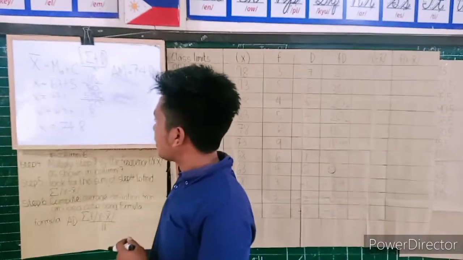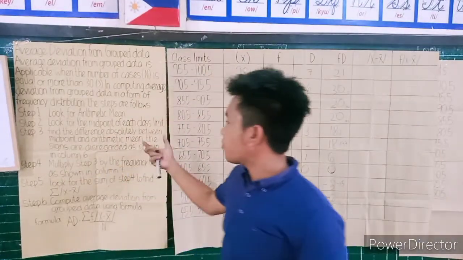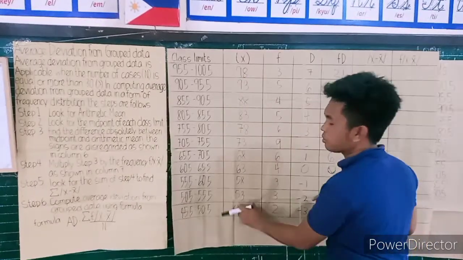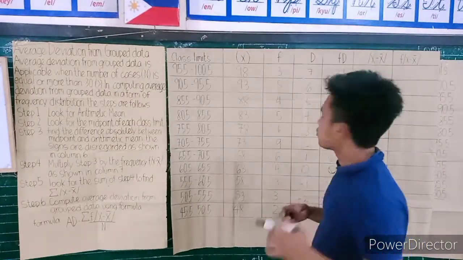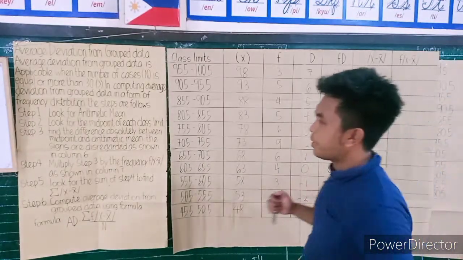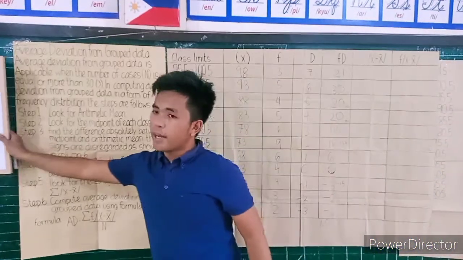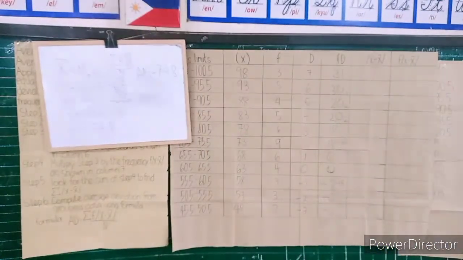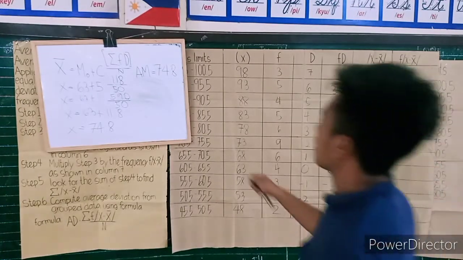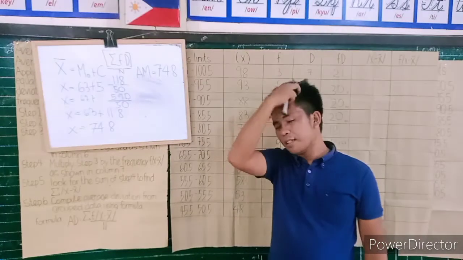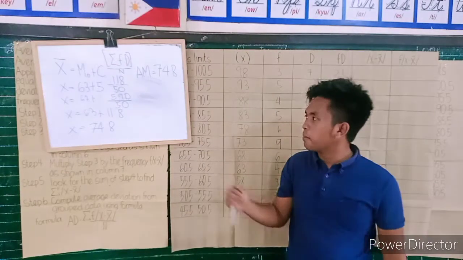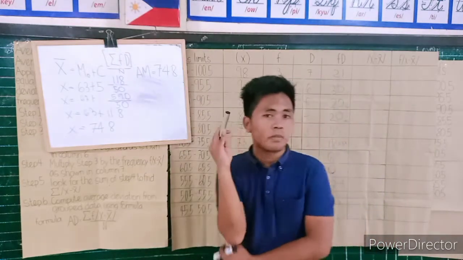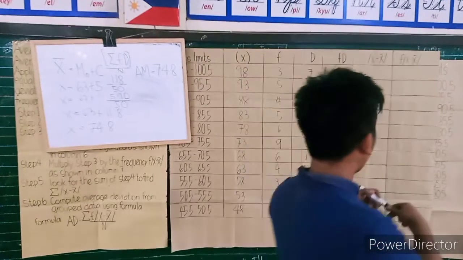In step number 3, we need to find the absolute difference between the midpoint and the arithmetic mean. So where is the midpoint? This, the midpoint, minus the arithmetic mean. So 98 minus 74.8. Okay, in step 3, we need to find the difference. We need to subtract 98 minus 74.8. We have 23.2.